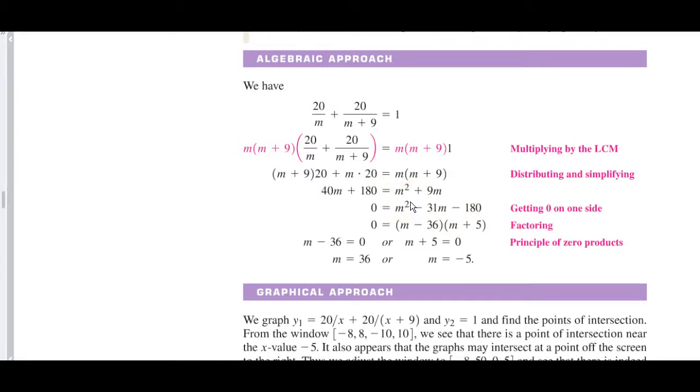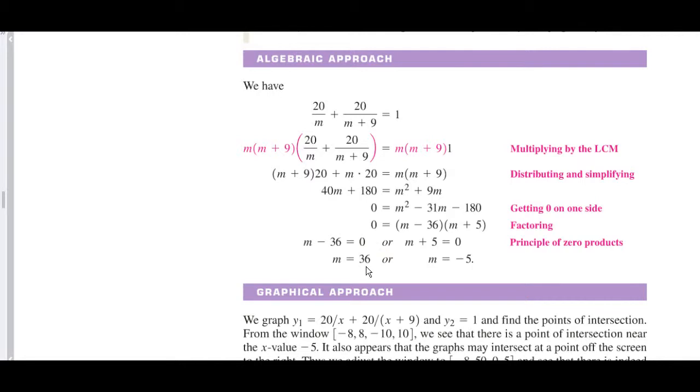But since we're dealing with time, can we accept a negative time to get the job done? And the answer is no. So we reject this one. And M is 36 hours.